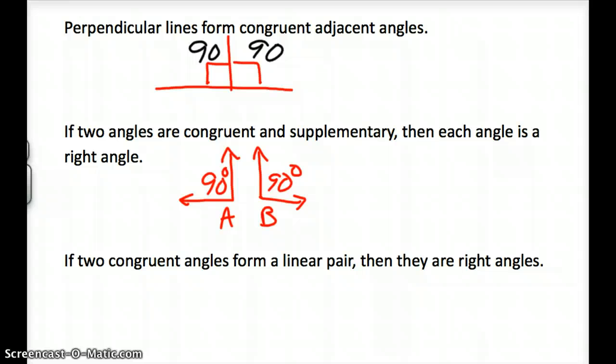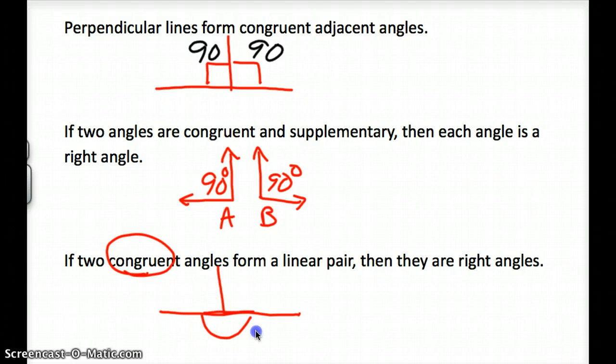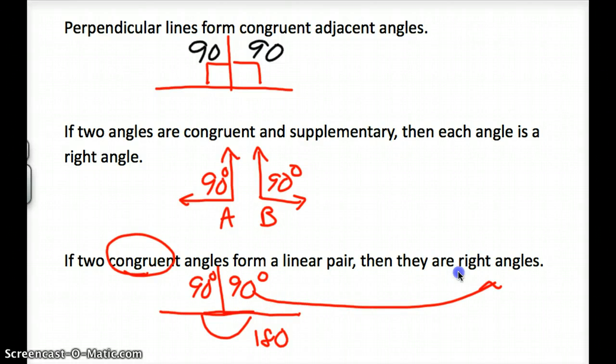If two congruent angles form a linear pair, okay, so if I'm going to have a linear pair and the two have to be congruent, congruent means equals, so then this linear pair means 180, so I need them both equal, so they're both going to be 90 and 90, and since they're both 90 and 90, then they are also going to be right angles.